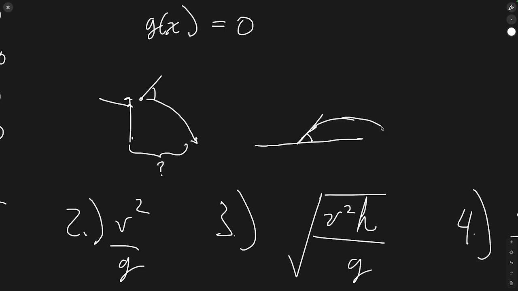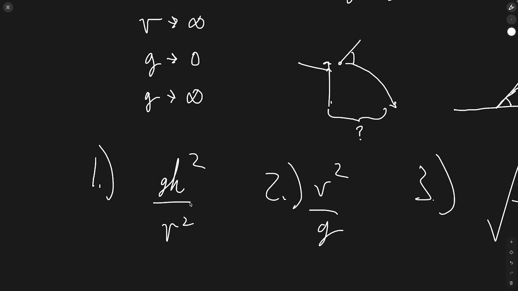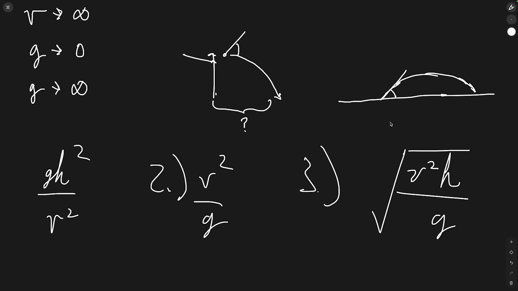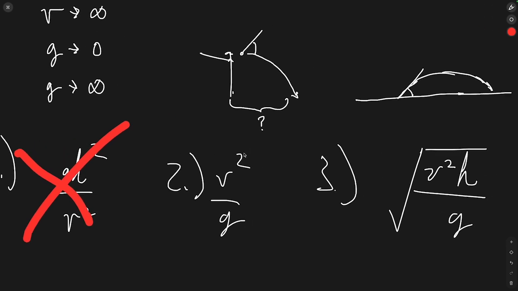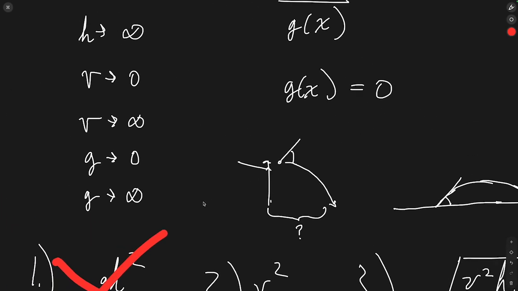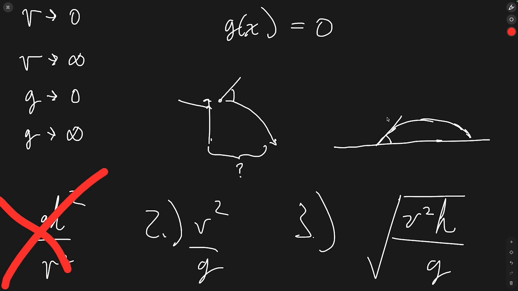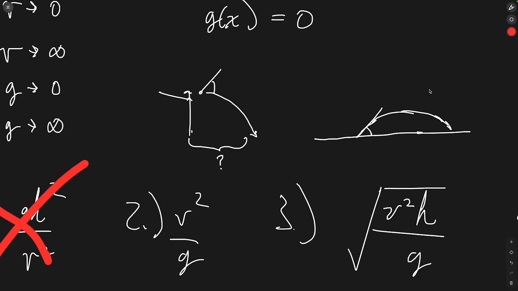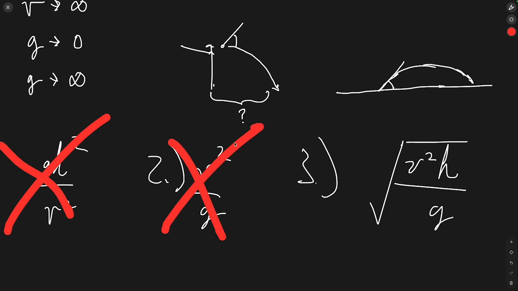Do we think that if there's no height at all, if you throw it at an angle, you're still going to get some distance, right? So if h goes to 0, that doesn't mean that our distance will go to 0. So we can eliminate this one. And now what do we have? We have v squared over g. It shouldn't depend on h, right? When h goes to infinity, we would expect that the distance goes to infinity. So we can eliminate that one.